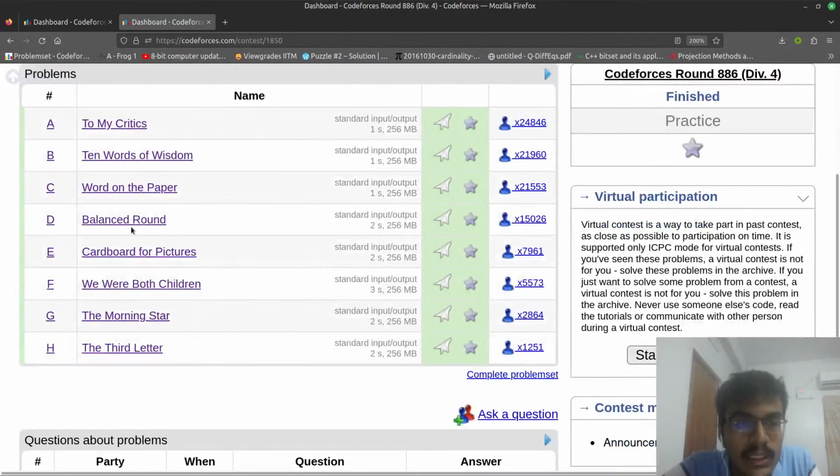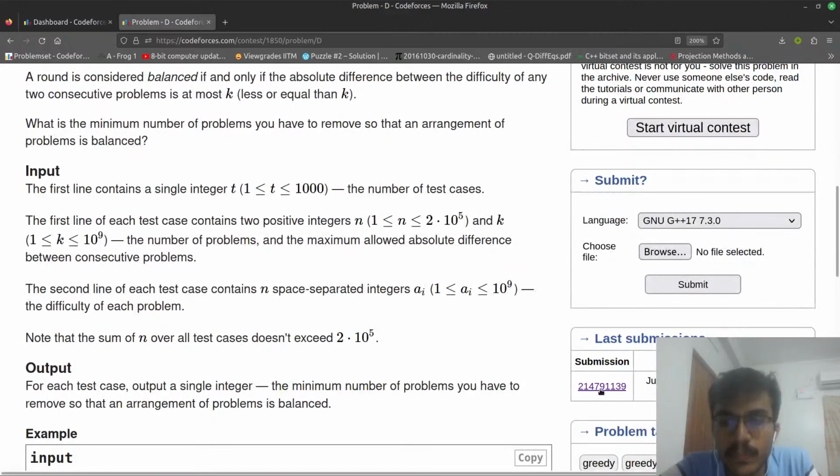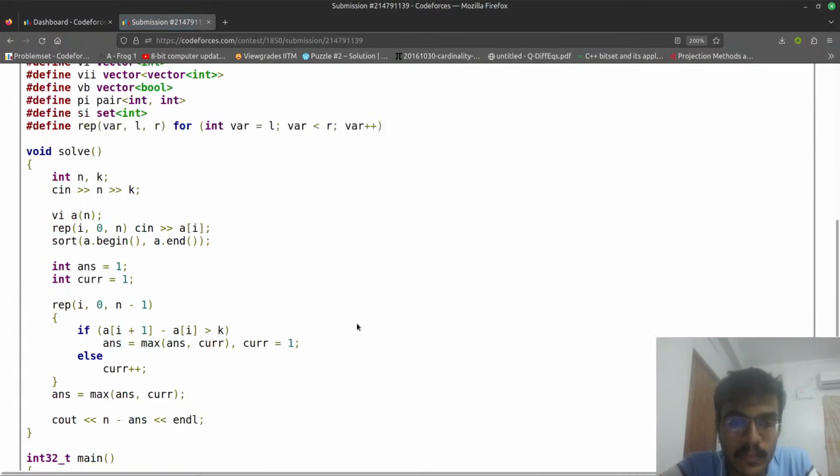Someone asked for my D solution also. I'll quickly show that. So this is my D solution. Someone in the chat box asked. You can pause the video and take a screenshot or something. Maybe that might be easier.